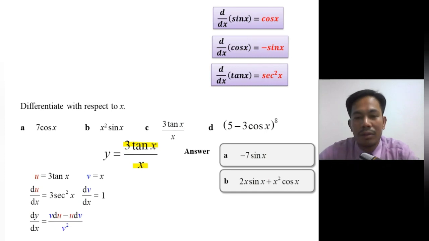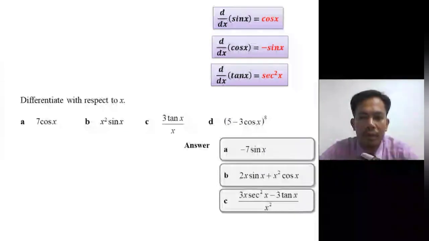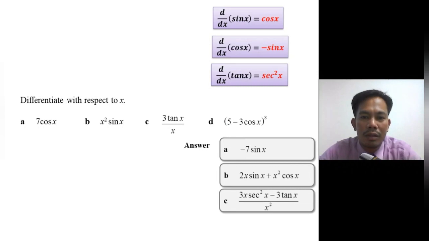Okay, so those are the things that you need to remember. Plug in, you will have x times 3 secant squared x minus 3 times tangent x times 1, over x squared. Then you just simplify. 3 times x is 3x, so it will become 3x secant squared x minus 3 times 1 is 3, so 3 tangent x, divided by x squared. Okay, now let's move on to letter D.